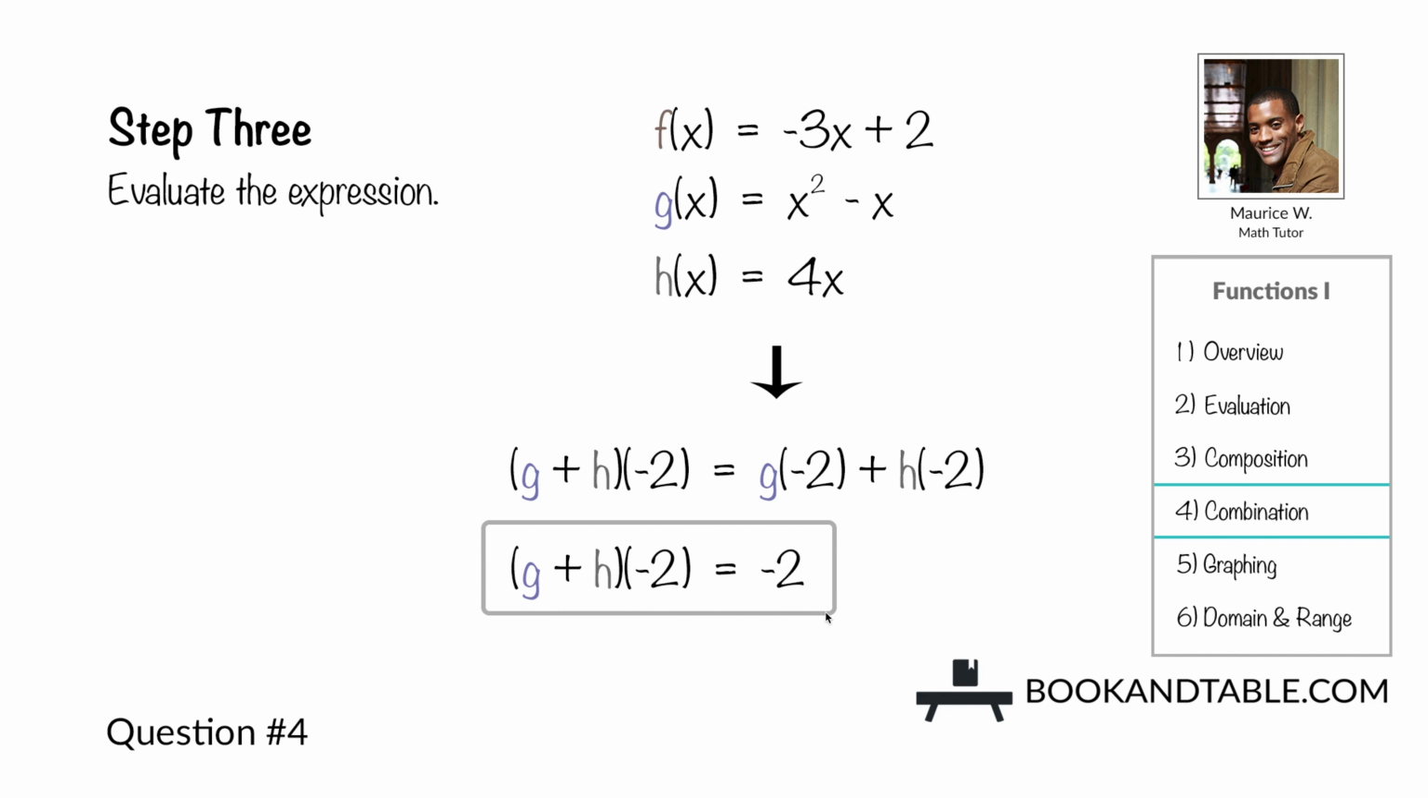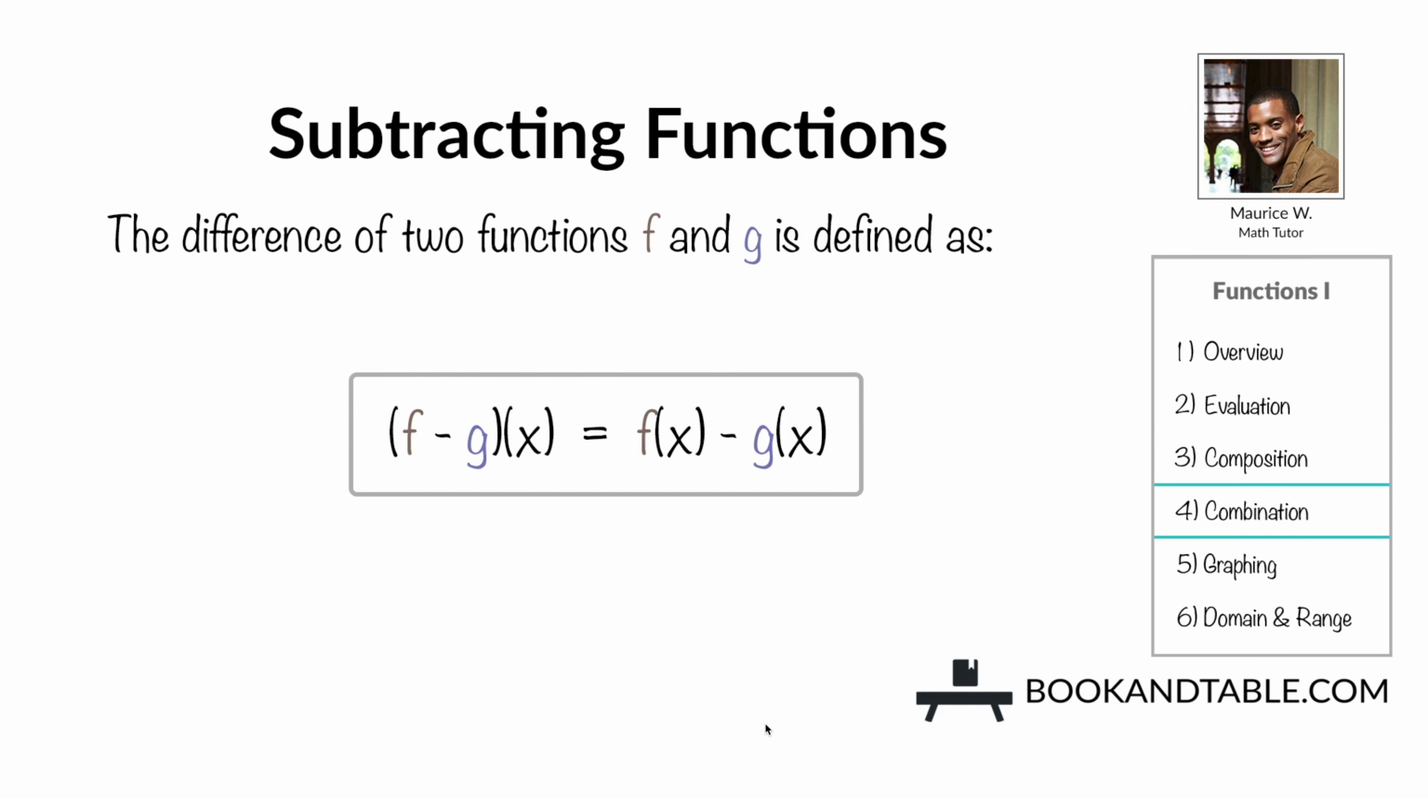And that is how you would go about adding functions together. Let's now discuss how we go about subtracting functions. The difference of two functions, f and g, is defined as f minus g of x is equal to f of x minus g of x. So this is similar to adding functions together. You want to write out the expression for each function, but instead of a positive sign or addition between them, we have a negative sign.